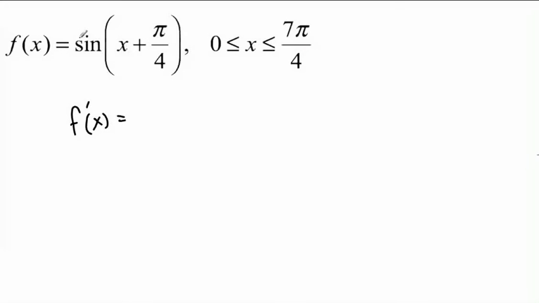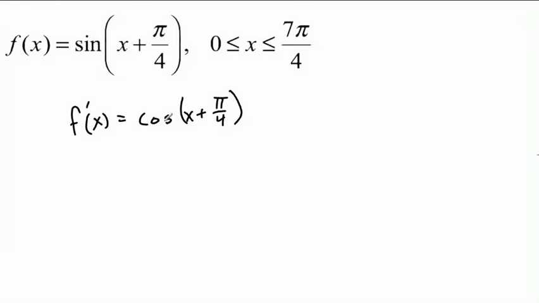The derivative is going to be the derivative of the outside, which is cosine of x plus pi fourths, multiplied by the derivative of the inside. The derivative of x is 1, and the derivative of pi fourths is 0 because it's constant. So it's going to be times 1, but I'm not going to put it because we don't need to. Now, there are 3 places where a max or a min could happen.